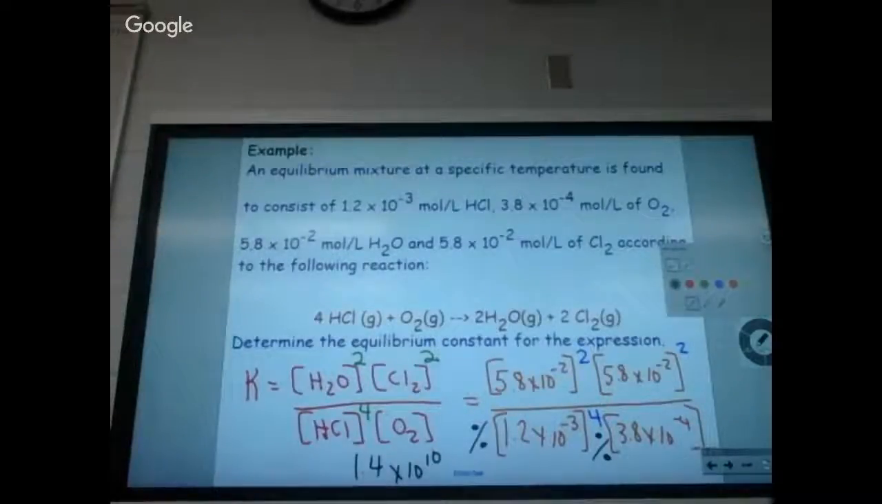Does it have a unit or anything on it? No, K is unitless. It's K equals, and there's no unit on the number. Yeah, you come up here.